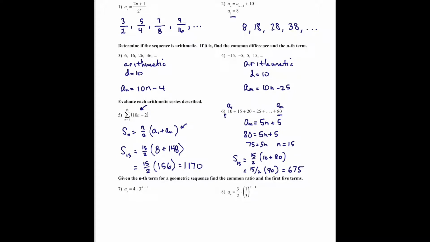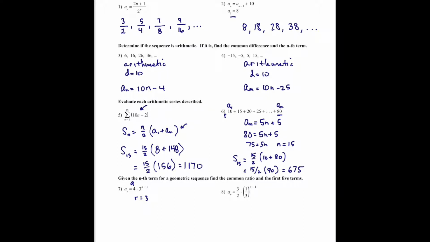Okay, question 7 is from 8.3, where we started talking about geometric sequences. So to find the first 5 terms and the common ratio, the nth term formula for a geometric sequence is exponential in form, and the base of the exponential is the common ratio. So here the common ratio is 3, and in this formula a sub 1 is that coefficient there, so the first term is 4.